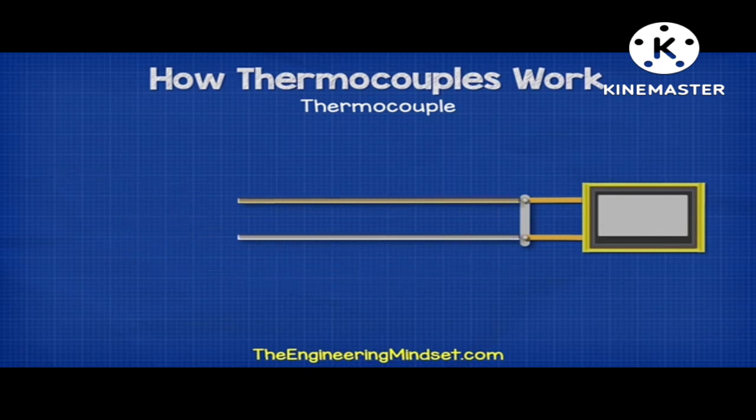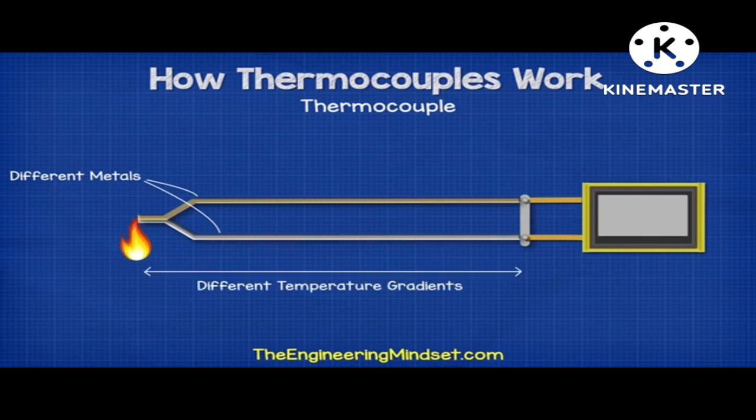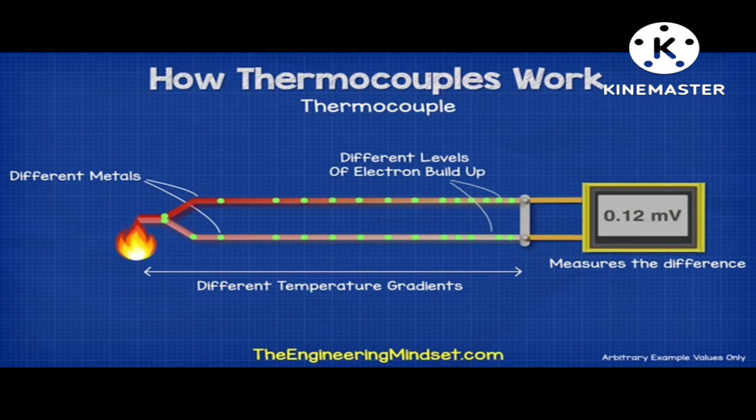However, if we connected two wires which were made of different materials, say one was made from copper and the other one was made from iron, then the two metals will conduct heat differently, so the temperature gradient will be different. That means the electron buildup at the cold ends will be different. And so we can connect a voltmeter to this and read a voltage difference.